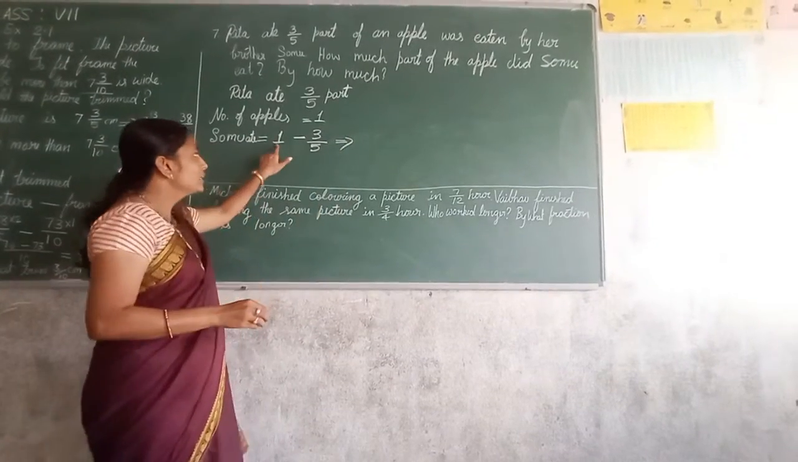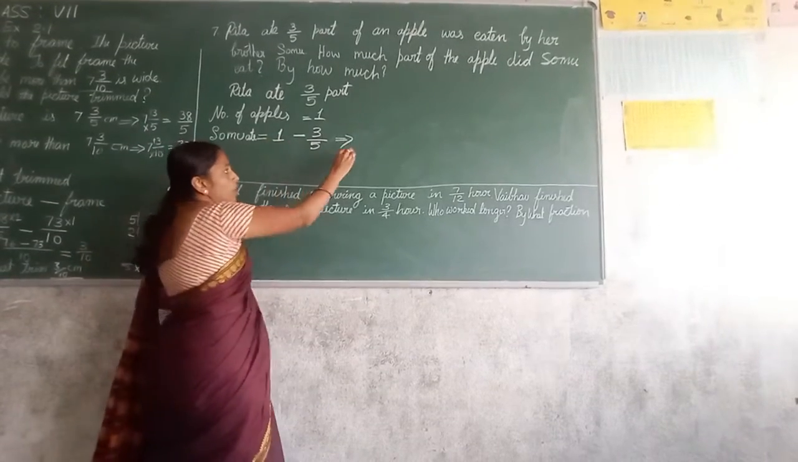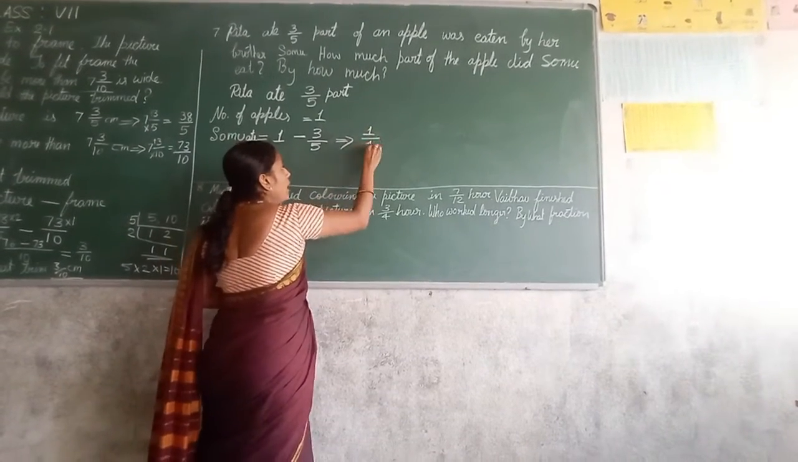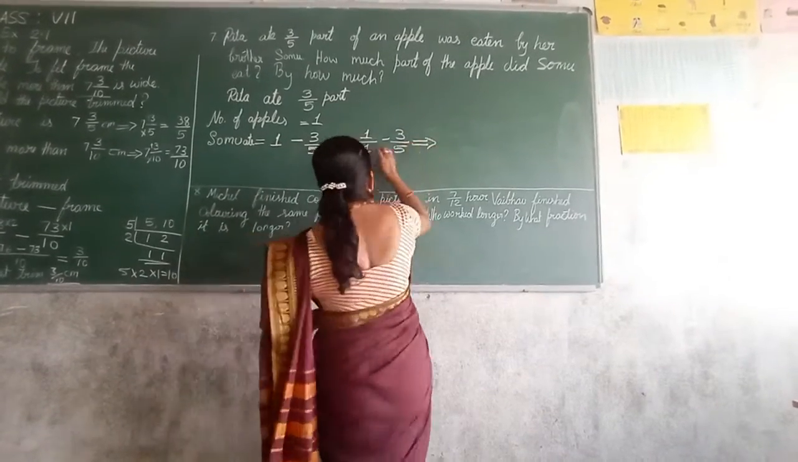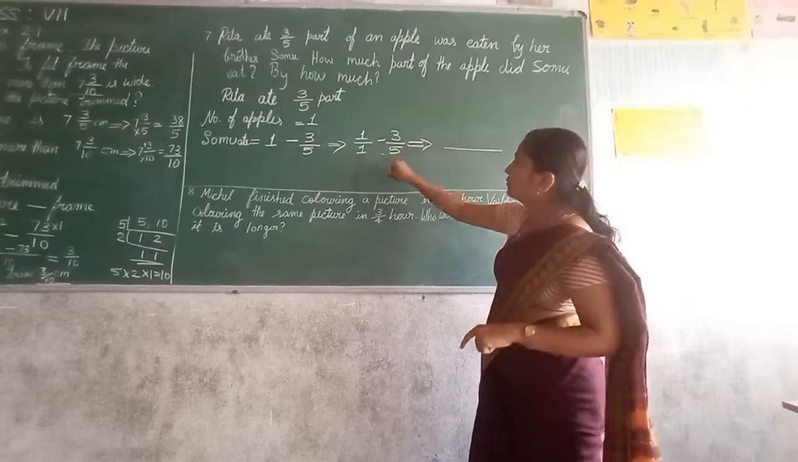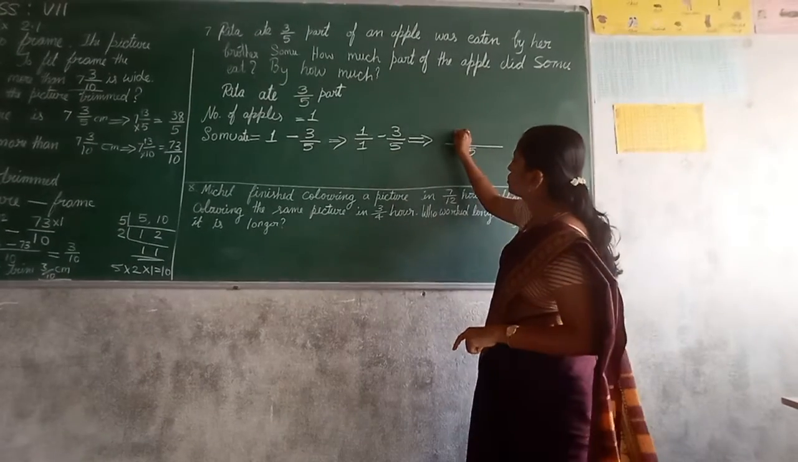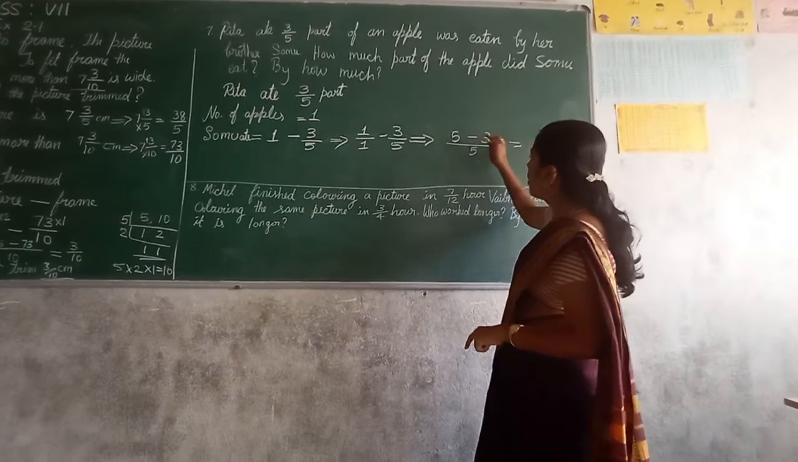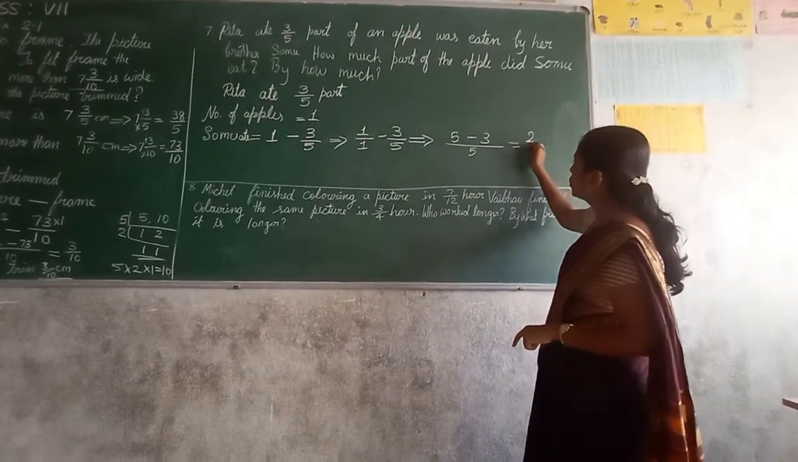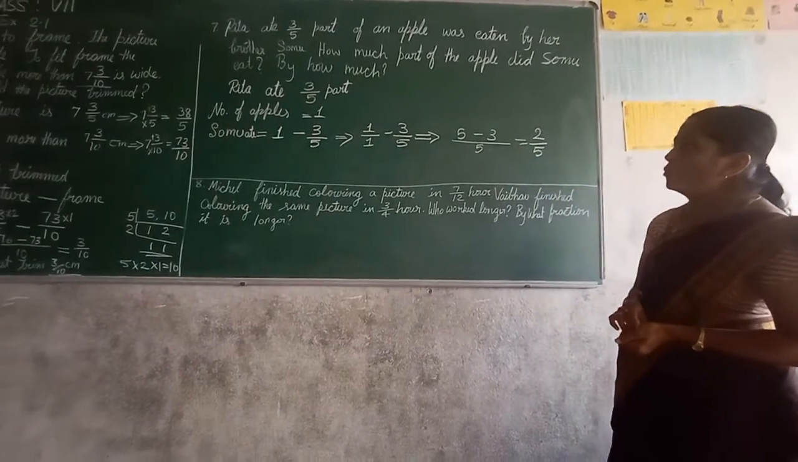Hope you know that if there is no denominator, it indicates 1. So 1/1 minus 3/5. I will continue horizontally. Then the LCM will be 5. 1 fives are 5, minus 3. 5 minus 3 is 2. So this much part, 2/5, is eaten by Somu.